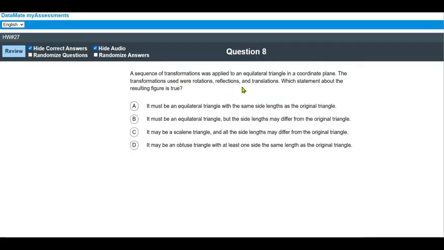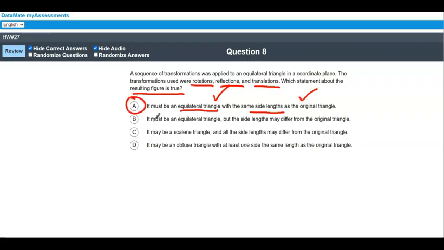A sequence of transformations was applied to an equilateral triangle. The transformations were rotations, reflections, and translations. So what statement is true? Well, we did not use a dilation, so that means they are definitely congruent. So every side and every angle will be the same as the original. So it must be an equilateral triangle, yes, and it must have the same side lengths, yes.